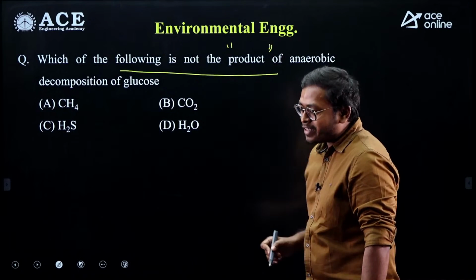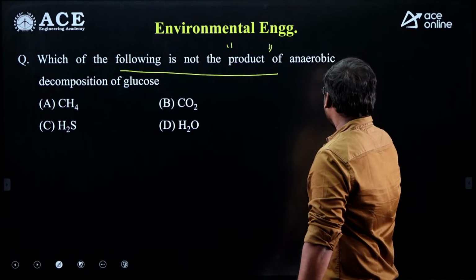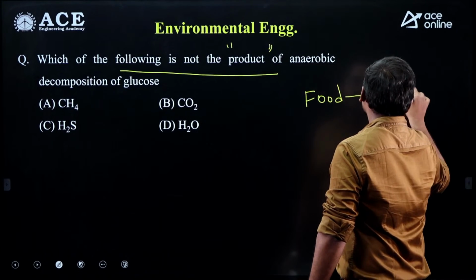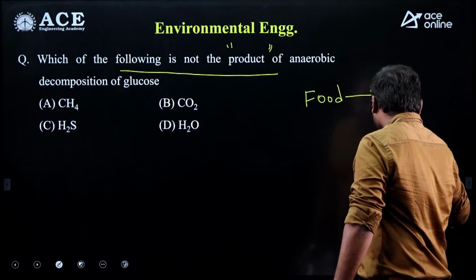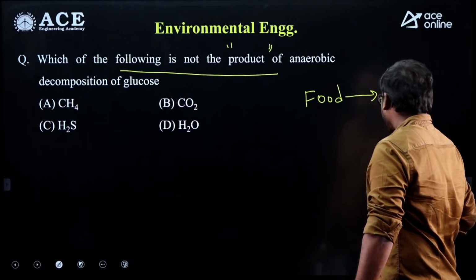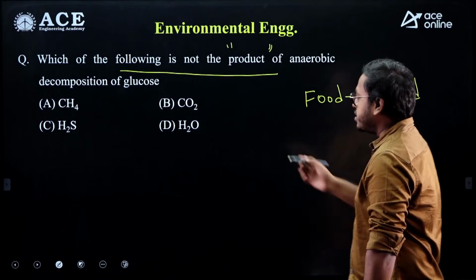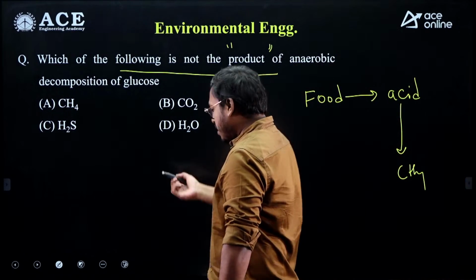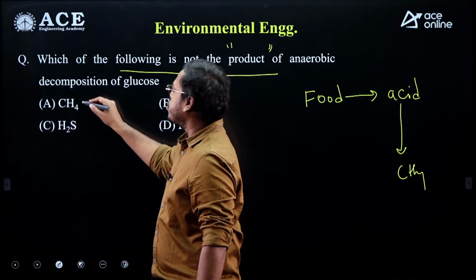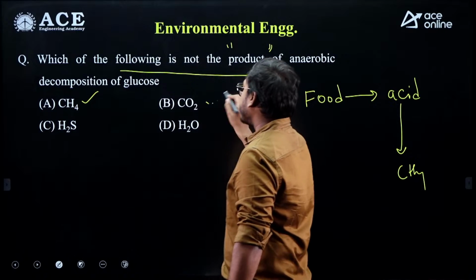I hope you people remember the sequence of anaerobic decomposition. First, food is converted to acid and this acid will be converted into methane. Right, I hope you remember it. This is something which we have discussed plenty of times in the classroom. So obviously in anaerobic decomposition, the end product will be methane as well as carbon dioxide.